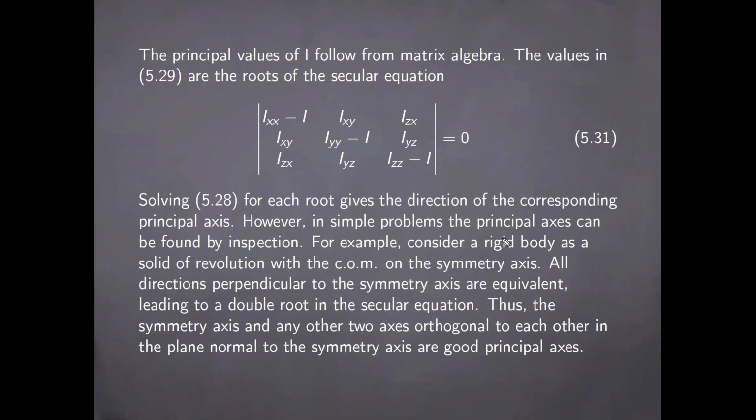However, in simple problems, the principal axes can be found by inspection. For example, consider a rigid body as a solid of revolution with the center of mass on the symmetry axis. All directions perpendicular to the symmetry axis are equivalent, leading to a double root in the circular equation. Thus, the symmetry axis and any other two axes orthogonal to each other in the plane normal to the symmetry axis are good principal axes.